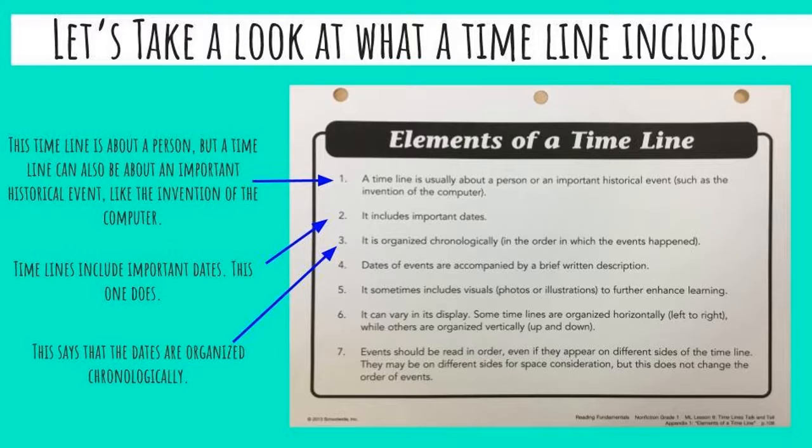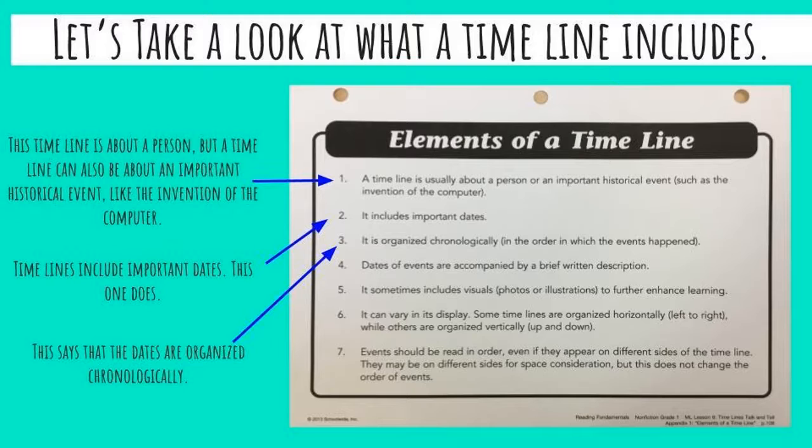So remember, in a timeline there are different dates. So it's important to add pictures so that people can visualize those timelines in people's lives. Number 6, it can vary in its display. Some timelines are organized horizontally, left to right, while others are organized vertically, up and down. So if you remember the timeline that we saw about Dr. Seuss, that one was done vertically.